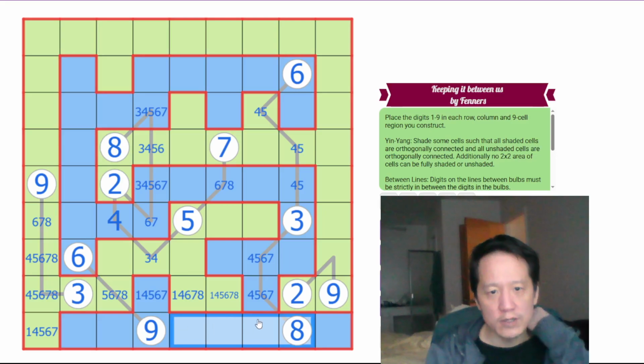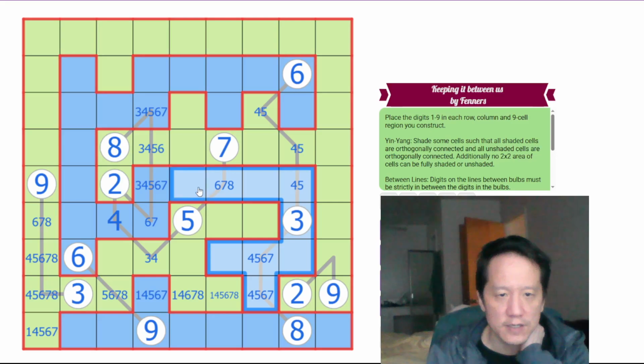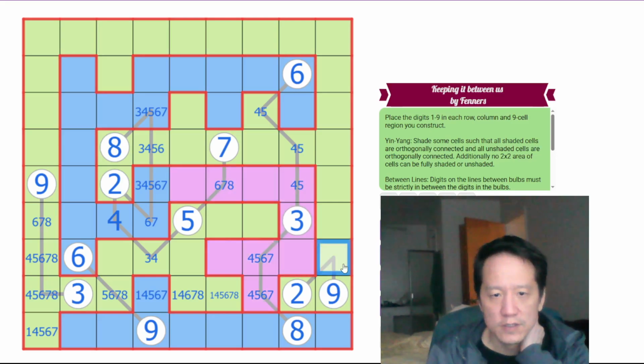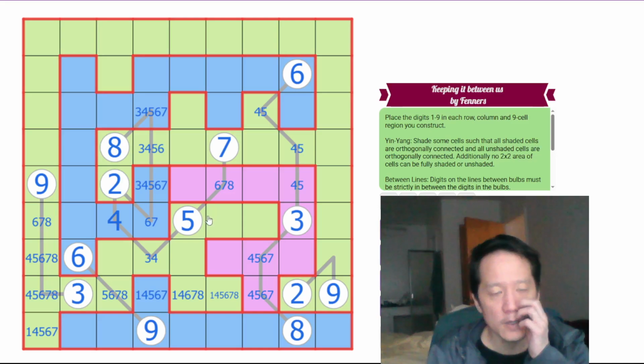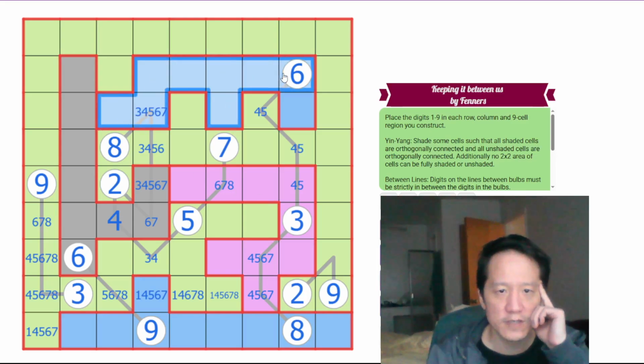Okay, so now we divide into regions. Well, these have to be the same region. So we have 1, 2, 3, 1, 2, 3, 4, 5, 6, 7, 8, 9. That's a region. So this cuts off to here. This must be 1, 2, 3, 4, 5, 6, 7, 8, 9 as a region. And this must be 1, 2, 3, 4, 5, 6, 7, 8, 9 as a region.